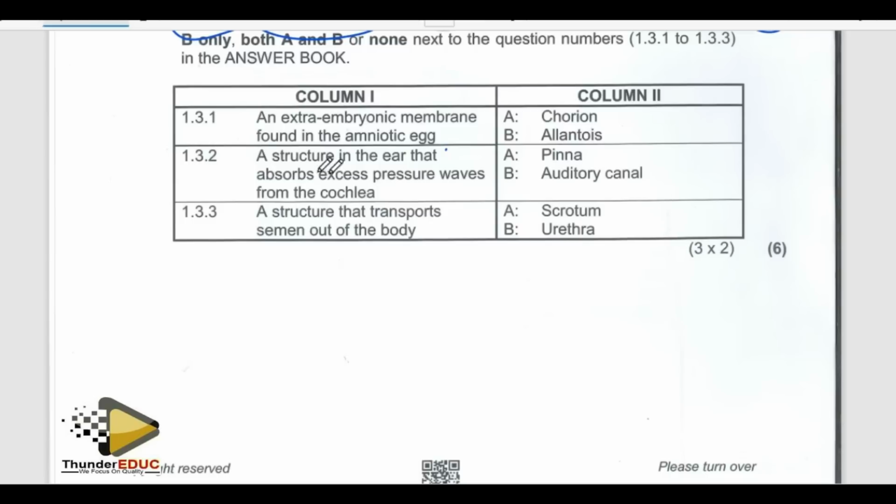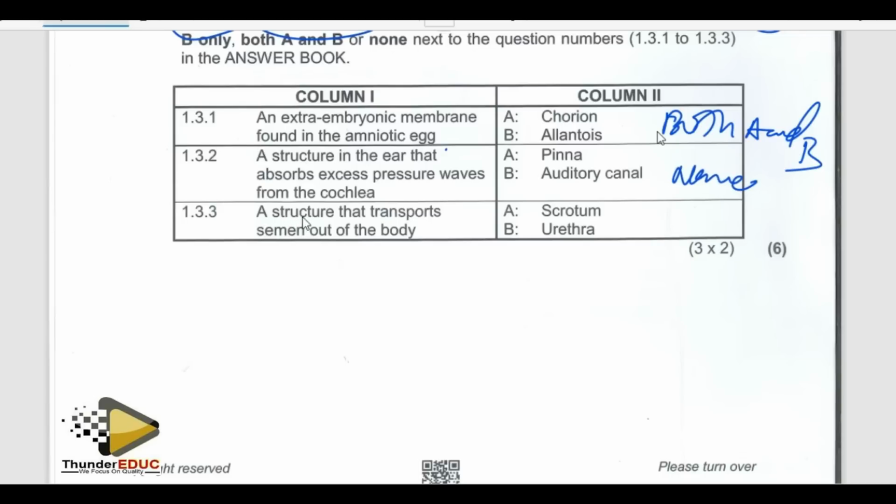All right, let's continue. So here the answer is both A and B. So a structure in the ear that absorbs excess pressure. As I'm always teaching you, they like this structure. I don't know why. Why do they like this structure which absorbs excess pressure from the inner ear? And then we say that that structure is called round window. It's not here. So it means that none.